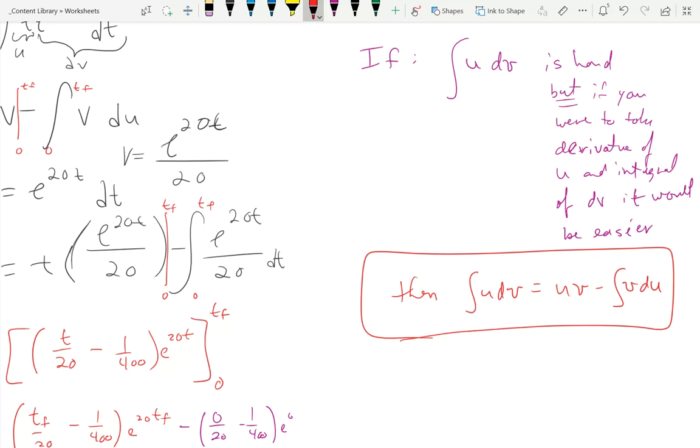So in this problem, Oksana recognized, oh, I have t multiplied by an exponential. The exponential doesn't get any harder when I integrate or differentiate it. But the t, if I differentiate it, is going to make it easier. So the t is going to be my u, and then the exponential is going to be the dv, is the thought process she had to go through.